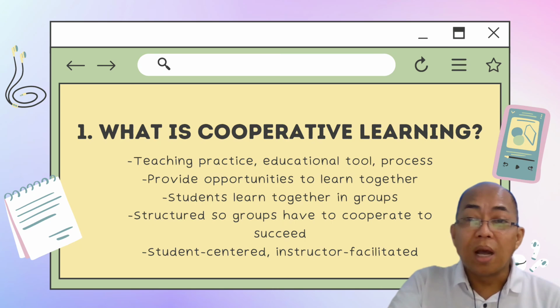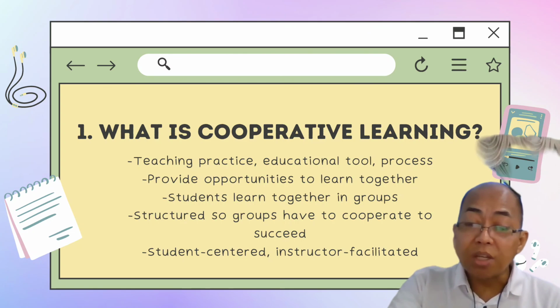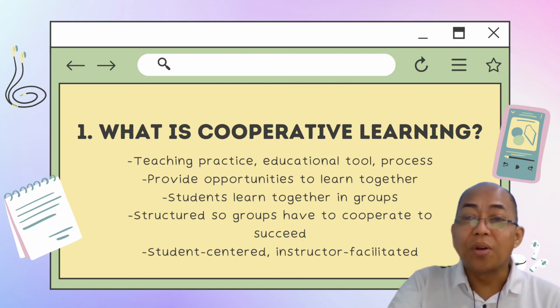Okay, so in cooperative learning, of course, it does not mean that the teacher is no longer needed. So this is an approach where the student is the center. The students are the center of the class or the instruction or the learning. They're responsible also for their own learning rather than the teacher being the center of the learning. So the instructor or the teacher facilitates the activity, but the center of the instruction is the student or the students. So that is cooperative learning.